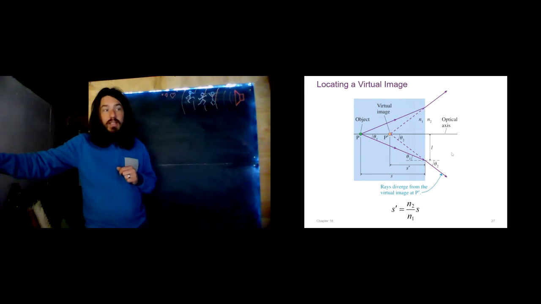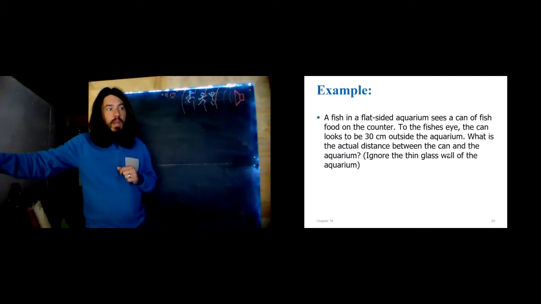Okay, so let's apply this to an example. A fish in a flat-sided aquarium sees a can of fish food on the counter. To the fish's eye, the can looks to be 30 centimeters outside the aquarium. What is the actual distance between the can and the aquarium? Ignore the thin glass wall of the aquarium.